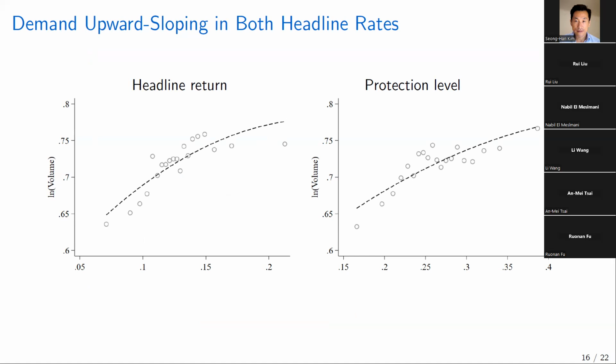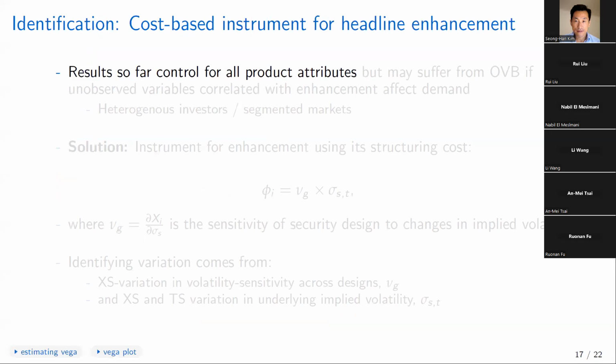So again, this is consistent with investors actually understanding that there is a downside risk and being sensitive to the level of protection level, and demanding both attractive headline return and protection level.